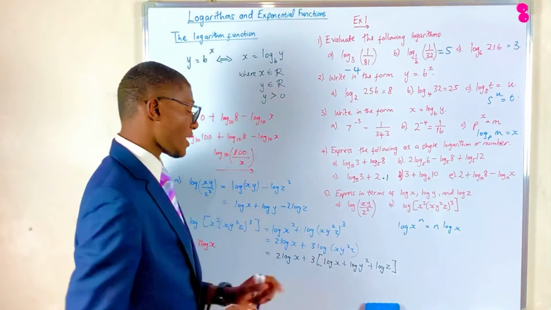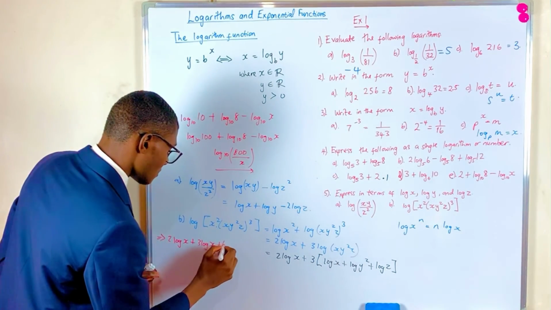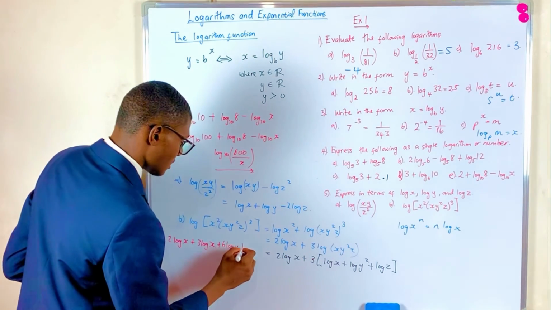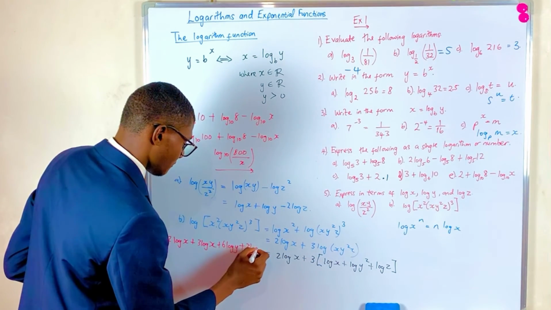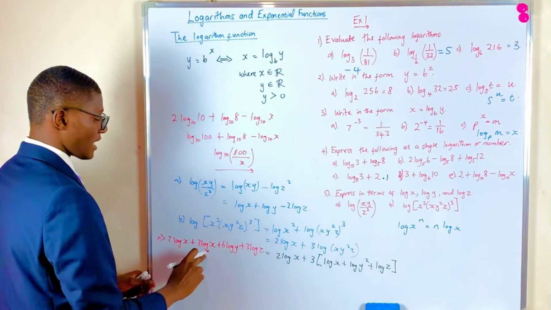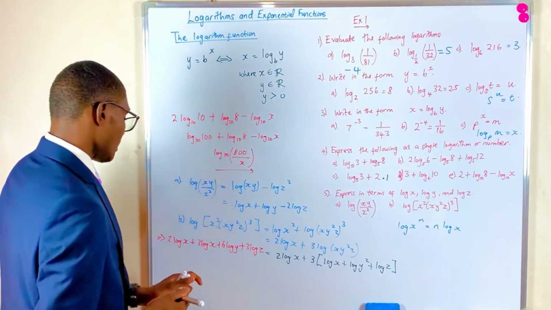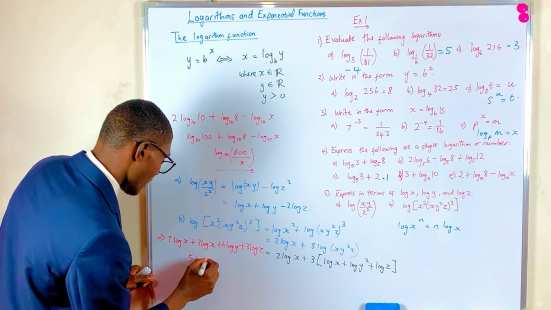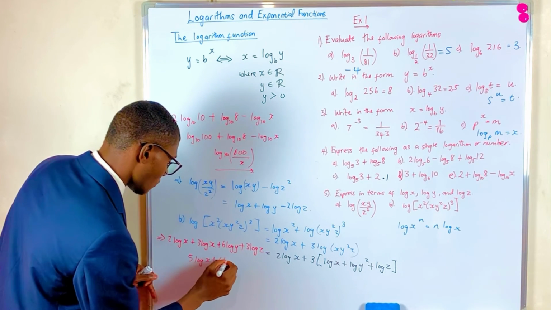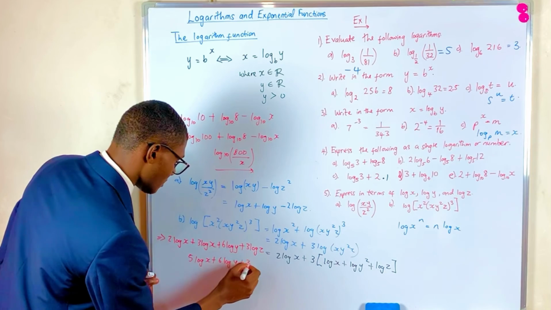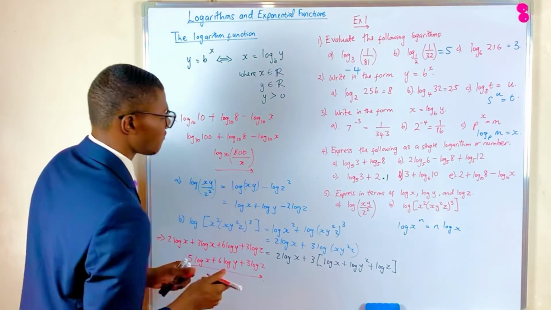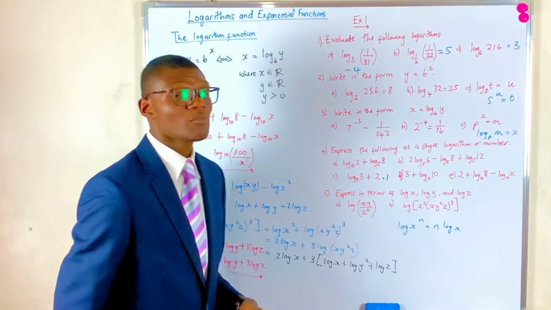So 2 log y times 3, that will be plus 6 log y. And then 3 times log z, that's plus 3 log z. And we know 2 log x plus 3 log x will give us 5 log x. So we've got 5 log x plus 6 log y plus 3 log z. So this is the final result that we have for part B.